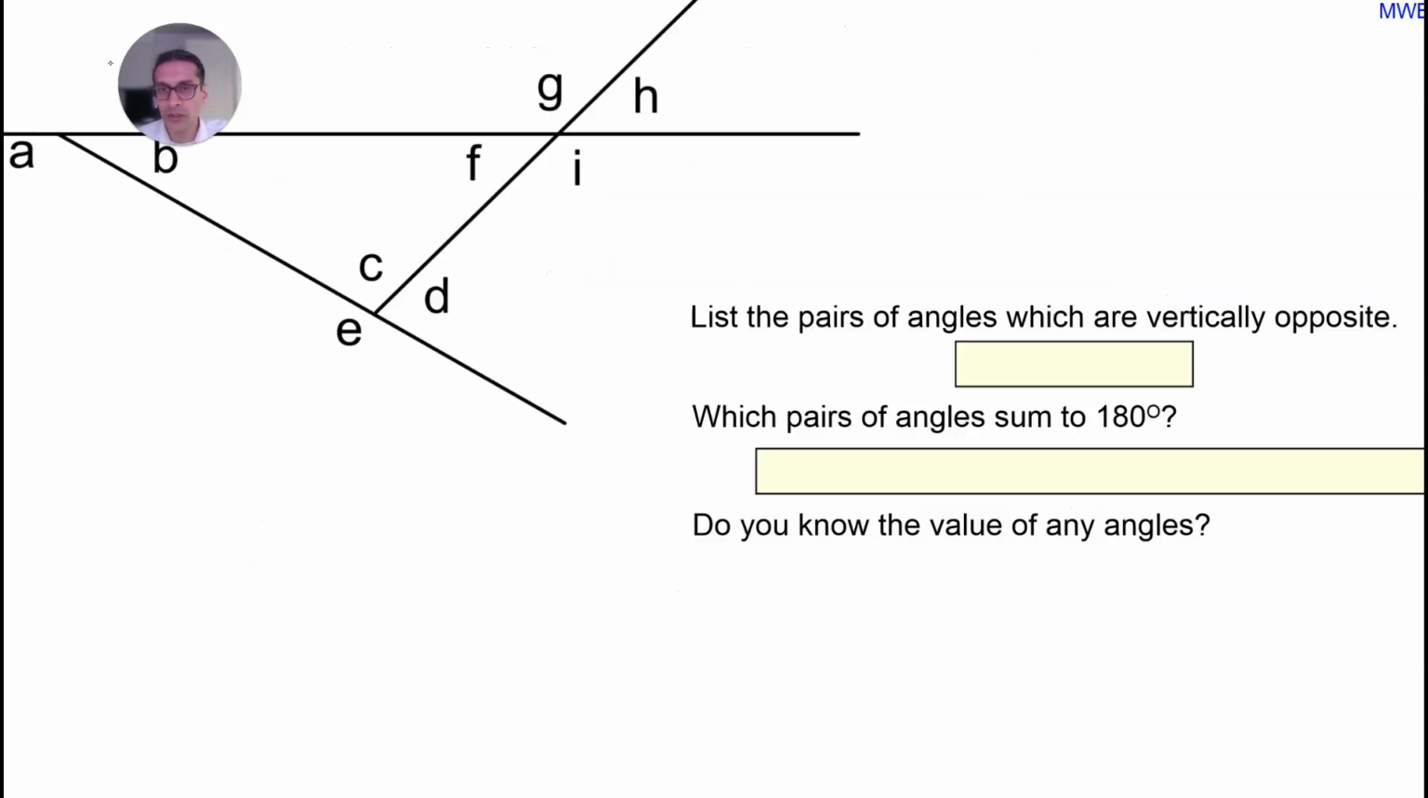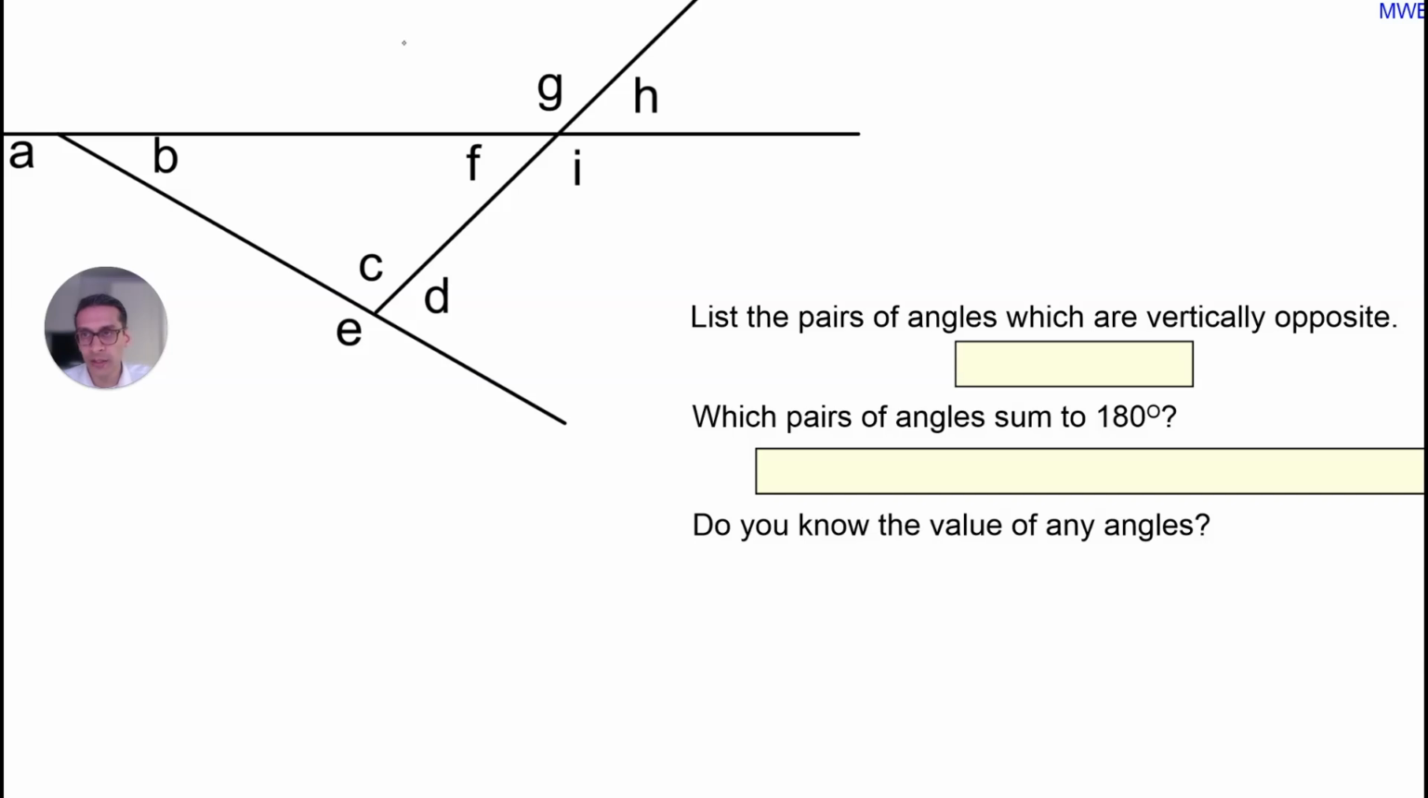Let's look at some more examples here. List the pairs of angles which are vertically opposite. So list a few pairs of those. Which pairs of angles sum to 180? And do you know the value of any of the angles? Pause the video and have a go, and then I'm going to show you some answers.